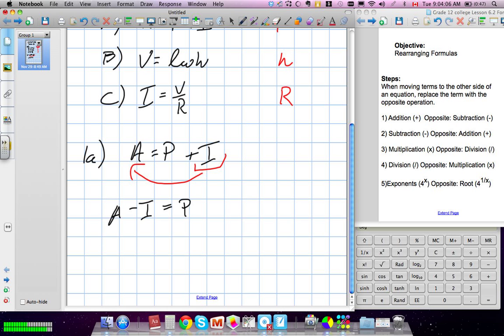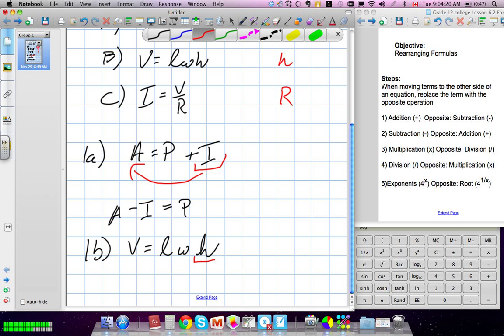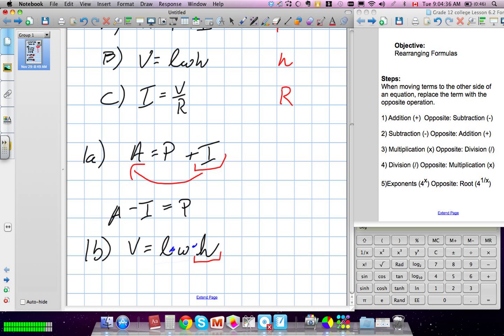Simple. B. We have volume is equal to length times width times height. But in this question, they've asked us to isolate H. Okay? So, in other words, we need H by itself, and we're going to keep it on this side of the equation. So we need to move the L and the W. Now, this says L times W times H. So because they're multiplication, when we move L and W to the other side, we have to use division. Okay? So what's going to happen here?